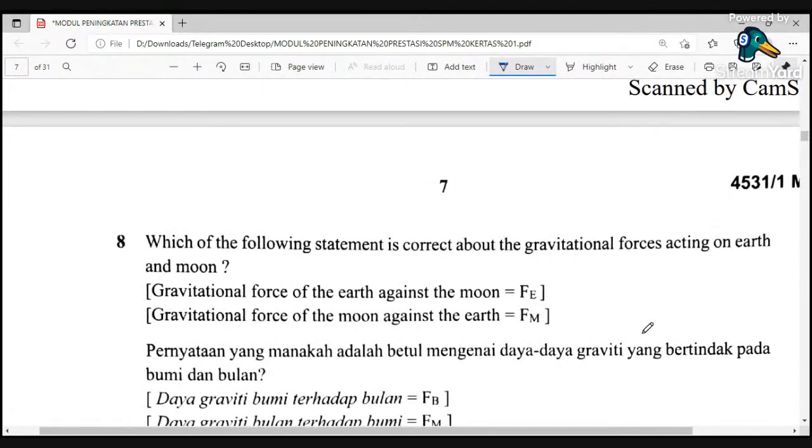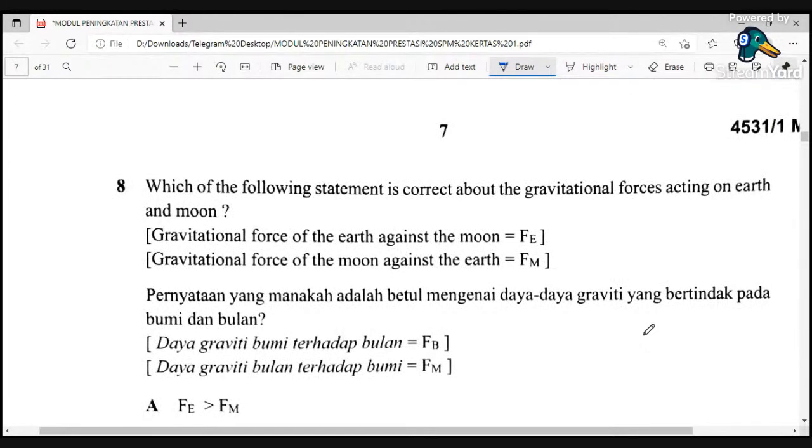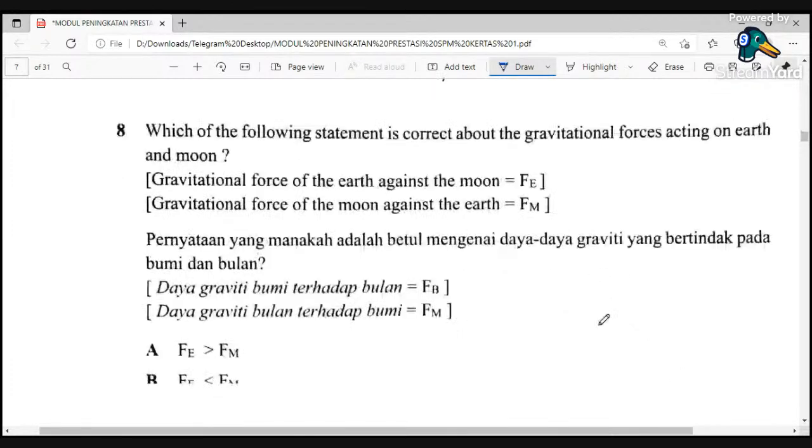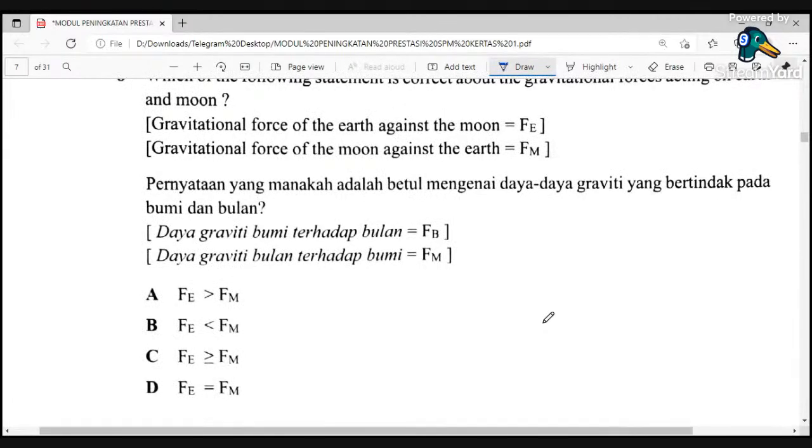Okay, number 8, which of the following statements is correct about gravitational forces acting on Earth and Moon? So the topic is gravitation. Many people are afraid of this topic. But if you understand all the formulas, I think it shouldn't be a problem. Gravitational force of the Earth against the Moon is Fe, and against the Earth is Fm. Which statement is correct?